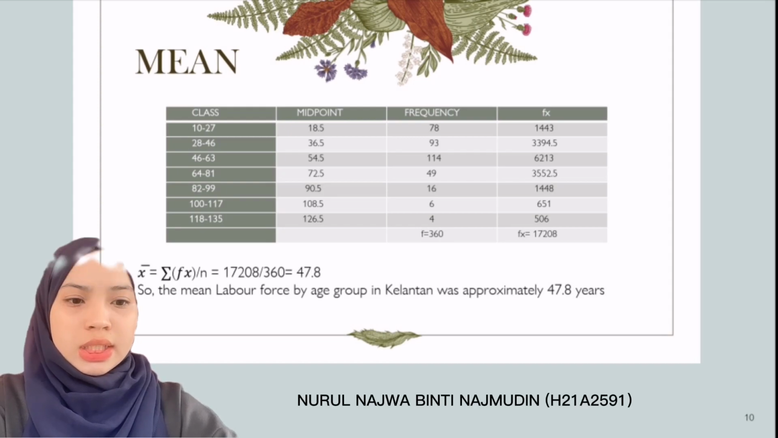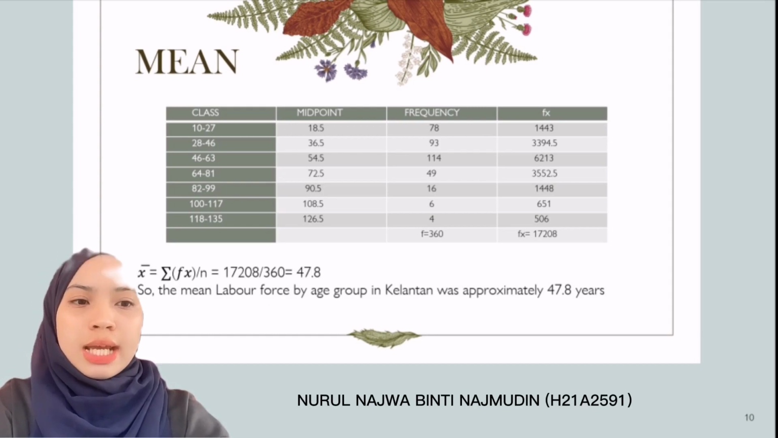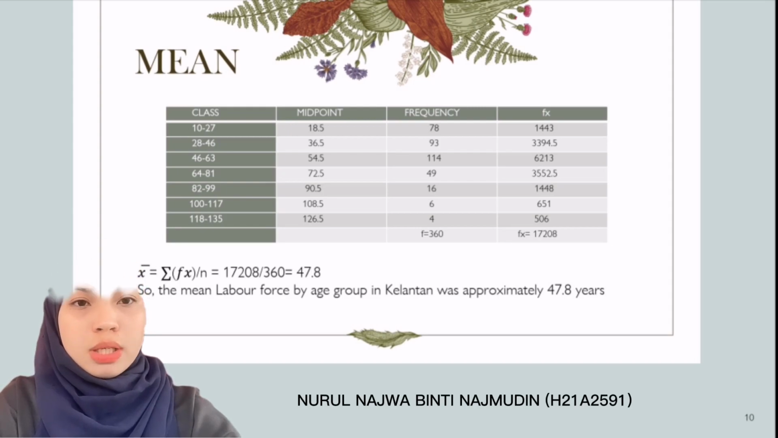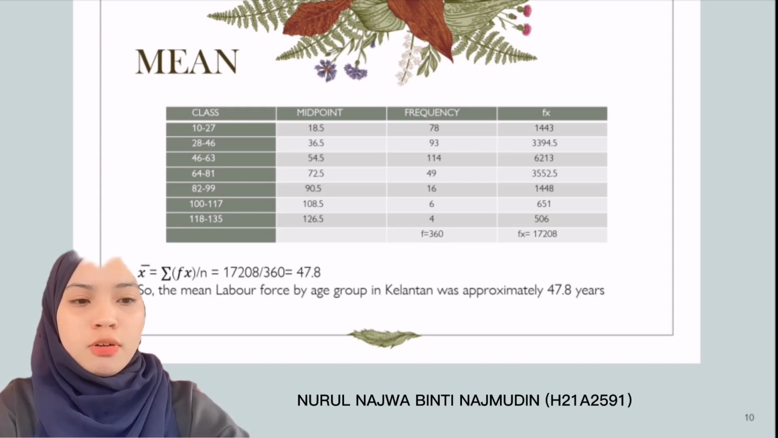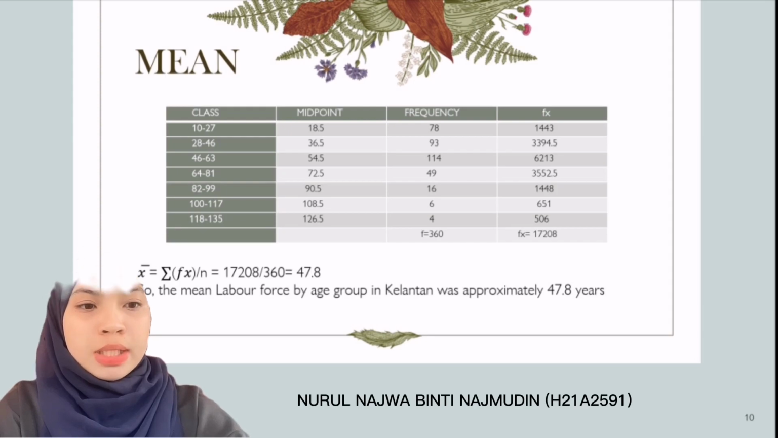The mean is the average. The way to get the mean is to multiply the frequency by the midpoint for each class, add these products together, then divide by the total frequency. So, the mean labor force by age group in Kelantan was approximately 47.8 years.